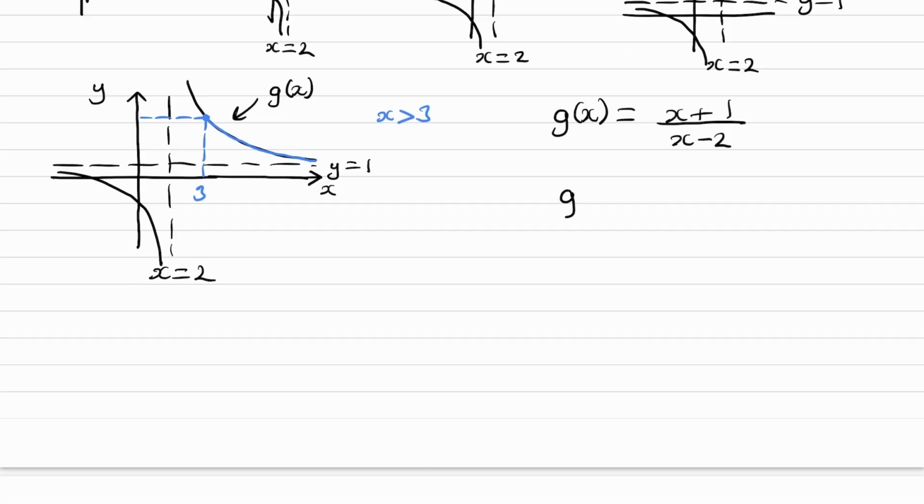And then so if we put in 3 into this, 3 plus 1 over 3 minus 2 is 4 over 1, so 4. So the y-coordinate of this point over here is 4.